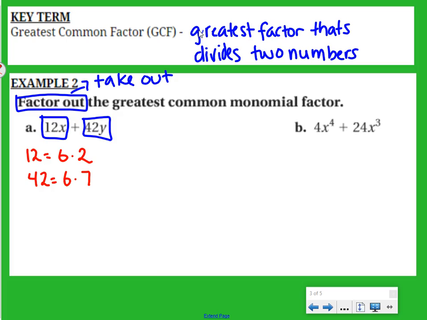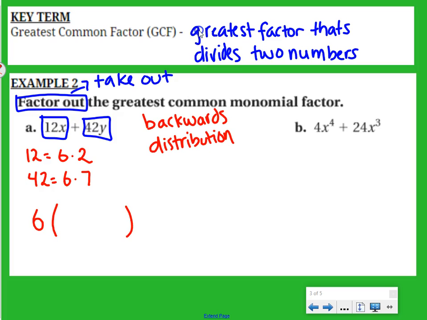So we're thinking backwards distribution. We want to take the 6 out and multiply inside by what's left. So when we take 6 away from 12, we're left with 2. But it has an x, so we are left with 2x. Plus, when we take 6 away from 42, we're left with 7, and there's a y.